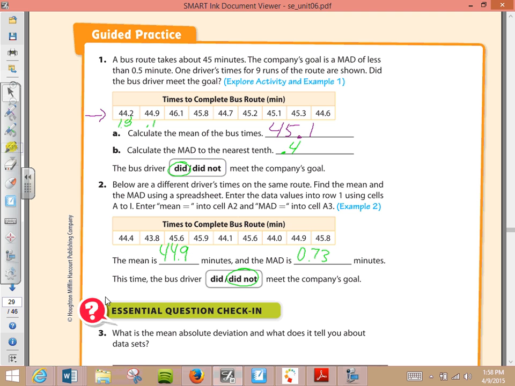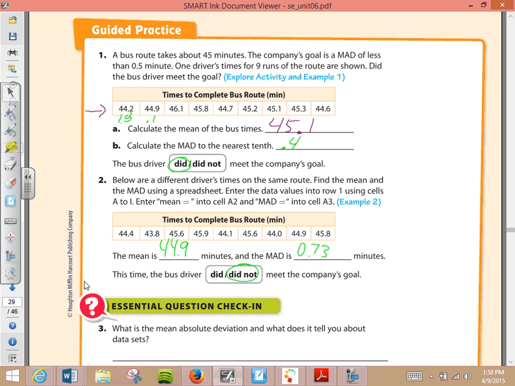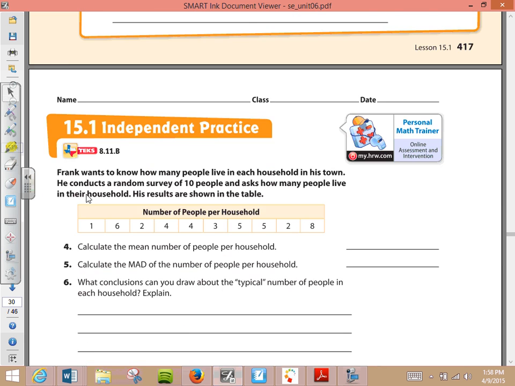But if the MAD was like a 3 or 4, then you will have 30s and 50s and 60s in this information. That's what it means. All right. So this one right here.